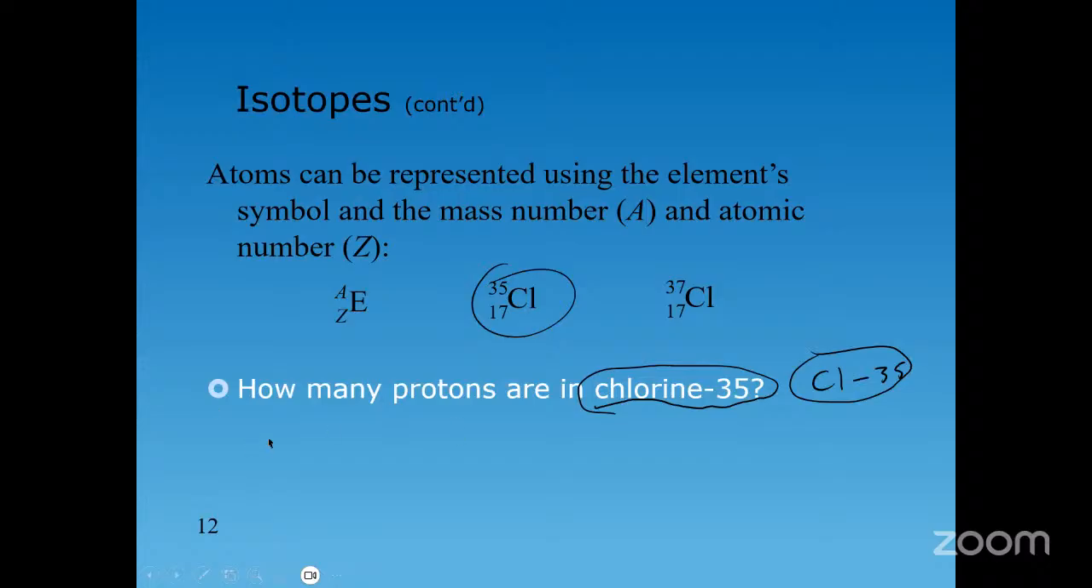So here we have some questions. This question is asking, how many protons are in chlorine-35? And the answer is what?